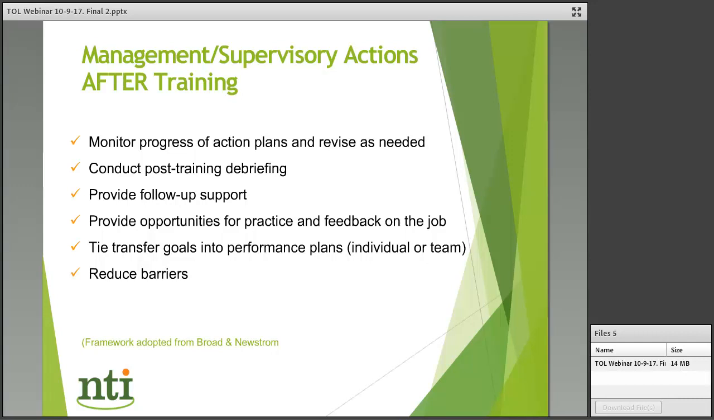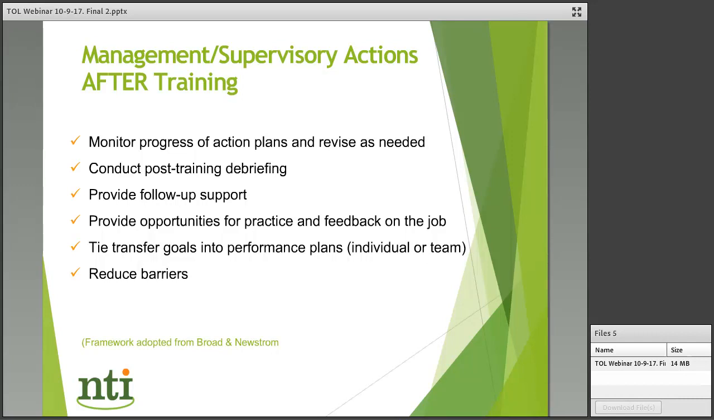Another is to provide opportunities for practice and feedback actually on the job. So not just when you're in the office discussing the training, but maybe outside of the office. What can you do with your staff outside of the office to implement some of these practices after the training?